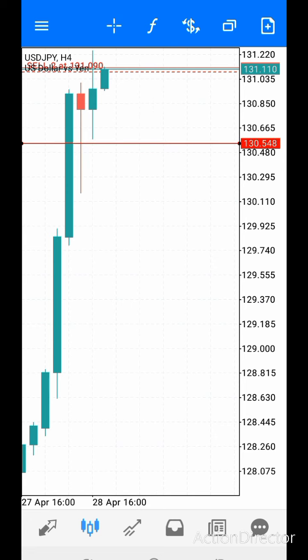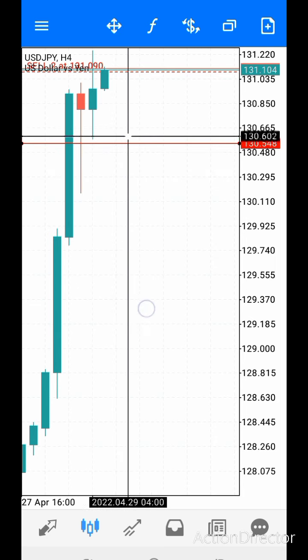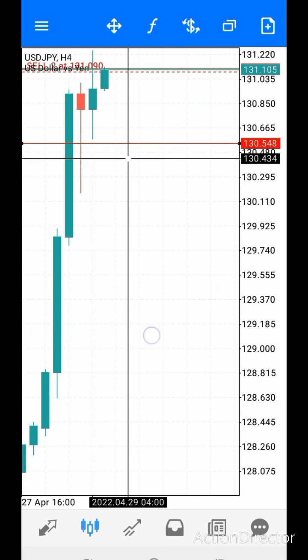So let's go ahead and do it practically so you get what we are trying to say. As you can see, we want to place a buy limit on where? Let me take it on this price, which happens to be 130.665.